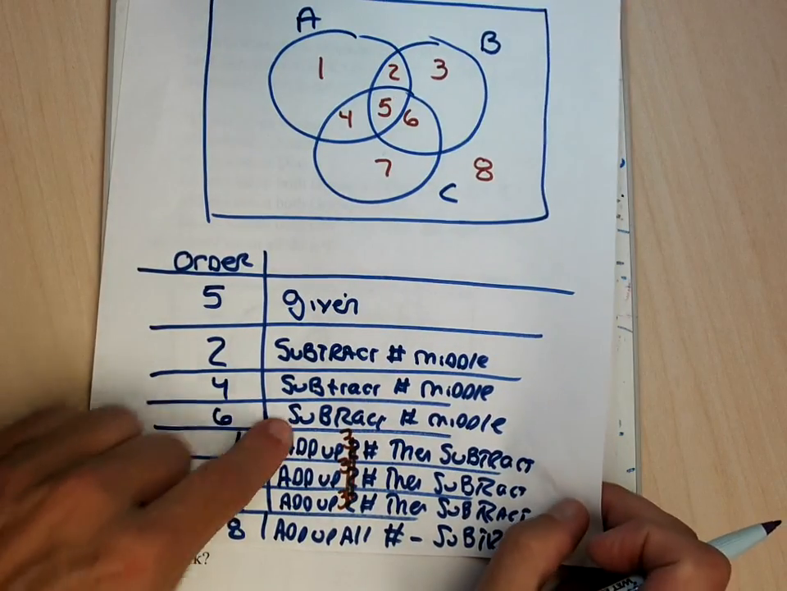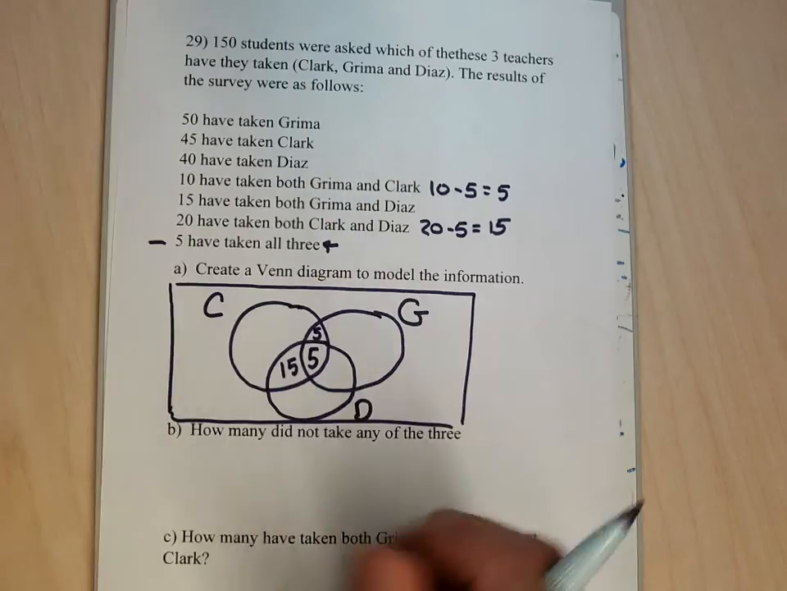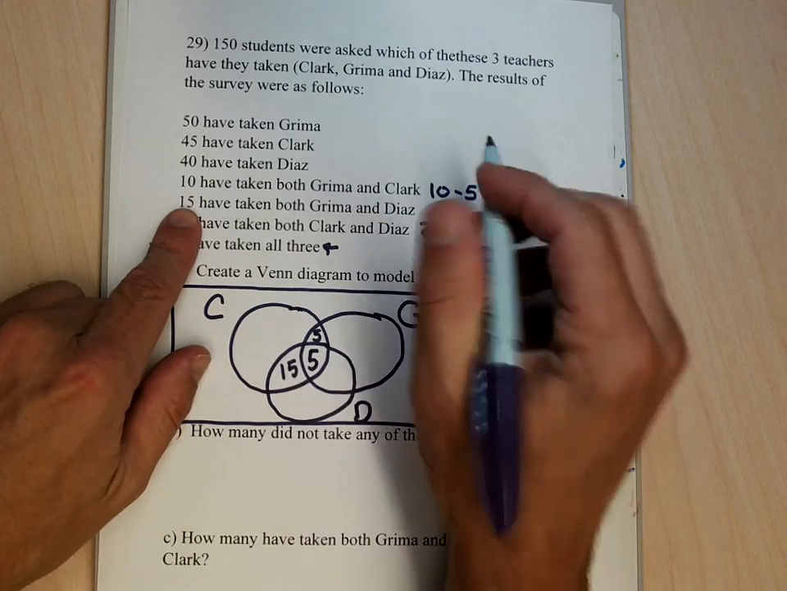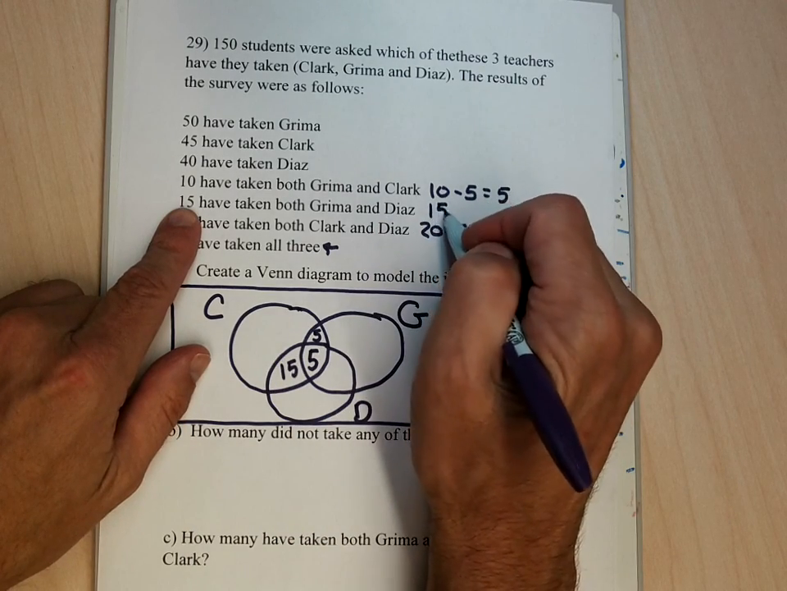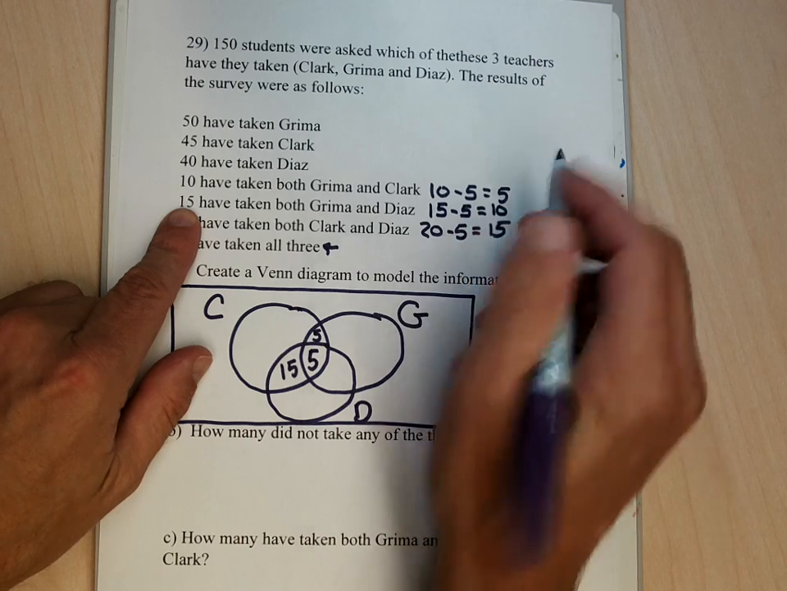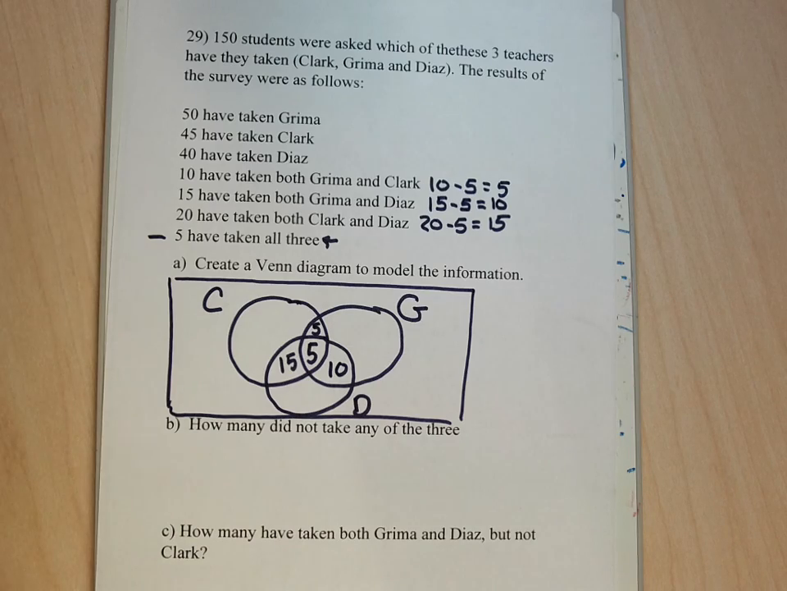Next, I'm going to do region 6 and subtract the number in the middle. Region 6 is between Grima and Diaz, so I'm going to pull that number right there. I'm going to take that number 15. I'm going to subtract the number in the middle. 15 minus 5 is going to give me 10. And that will fill in that part of the diagram.